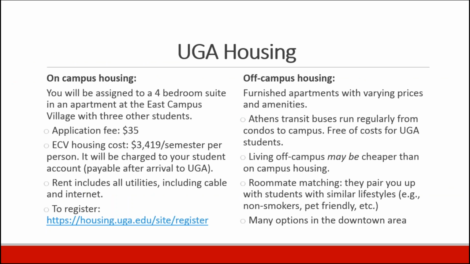Now, about UGA housing, we have on-campus and off-campus housing options depending on where you want to live. As for on-campus housing, students are usually assigned to a 4-bedroom suite in an apartment at the East Campus Village with 3 other students, 2 Americans and 1 international student. There is an application fee of $35 that students need to pay. The ECV housing cost per semester per person is $34.19, and it is charged to your student account, so you don't have to pay right away when you apply for housing.